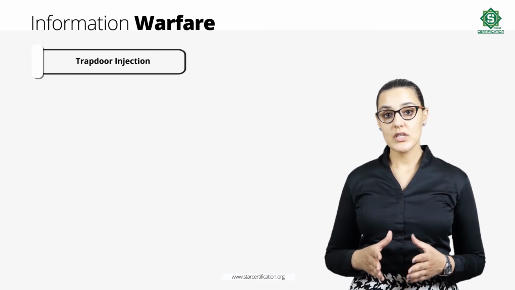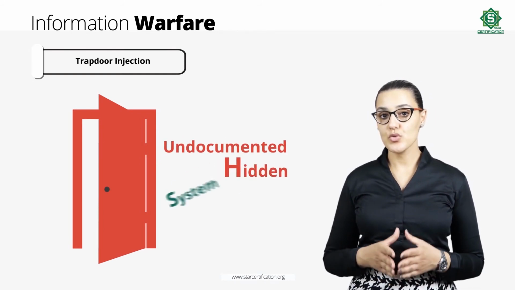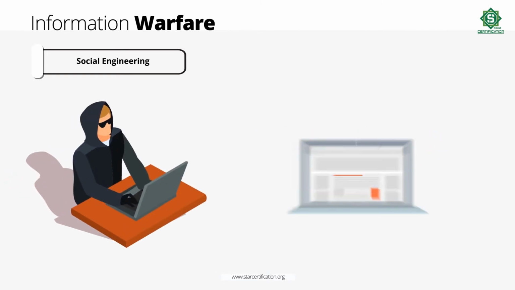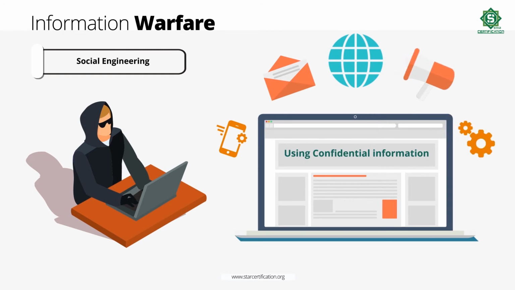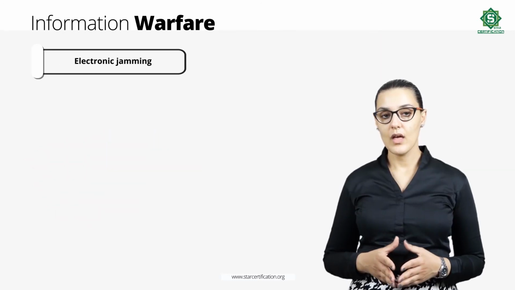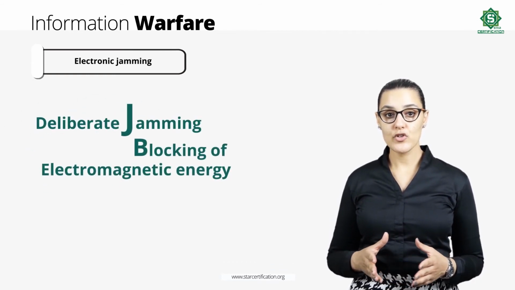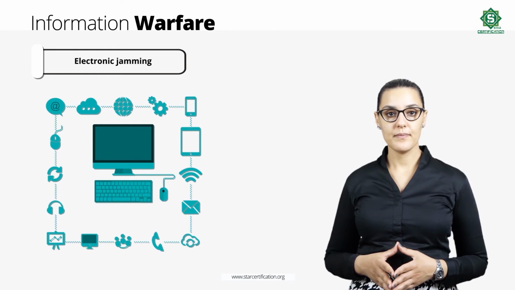Trapdoor injection. Similar to a backdoor, they are undocumented or hidden ways for gaining access to a system or network. Social engineering. It is an offensive information warfare weapon used by hackers to carry out cyber attacks using confidential information gained through social media, blogs, and internet dating websites. Electronic jamming. The deliberate jamming or blocking of electromagnetic energy for the purpose of disabling the use of electronic devices of a target system.